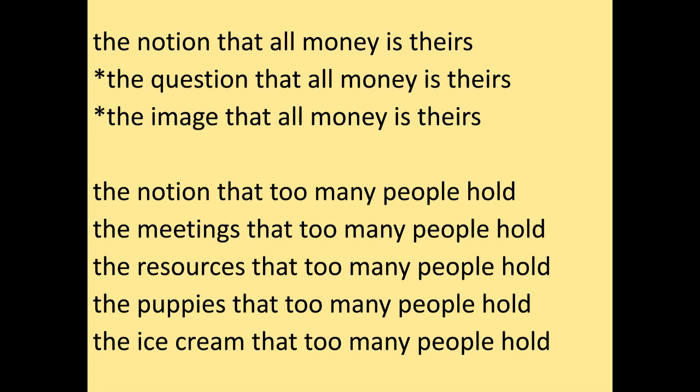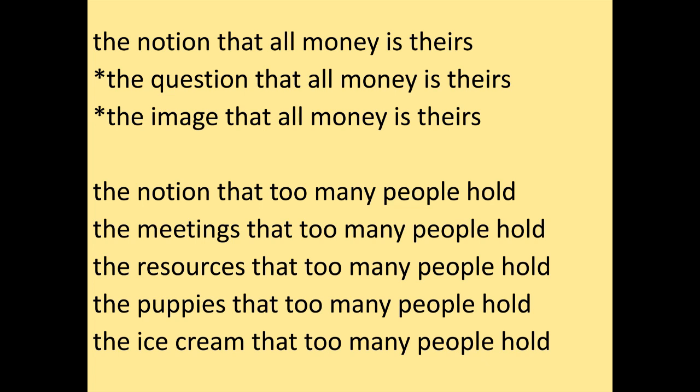Now, with relative clauses, we don't have that problem. The notion that too many people hold, that was the relative clause, right? Too many people hold that, or that too many people hold, that's the relative clause, right? Now, anything that licenses the verb hold will also license this relative clause. If you have any licensing problems here, it's not with the fact that it's a relative clause instead of a prepositional phrase or instead of an interrogative clause. As long as the actual words are licensed, the thing is licensed. So look at all the things that too many people can hold. Meetings that too many people hold, resources that too many people hold, puppies that too many people hold, ice cream that too many people hold. Anything you can hold, you can say the X that too many people hold. So it's just a modifier inside the noun phrase.